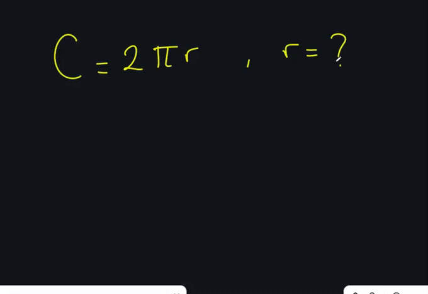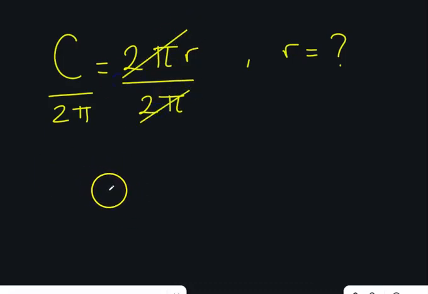Another example. I have C equals 2 pi r, and I would like to solve for r. It's 2 times pi times r, which means that r is multiplied by 2 pi. To get rid of 2 pi, I need to divide both sides by 2 pi. Look at the right side. I have 2 pi times r divided by 2 pi, so the 2 pi's are cancelled out. I have r equals C over 2 pi.